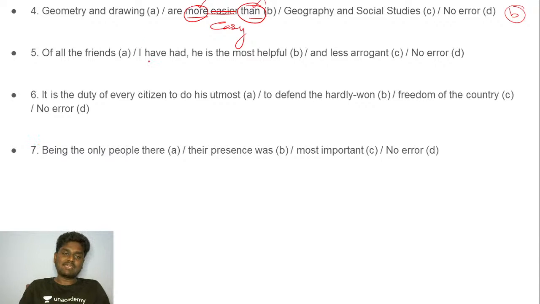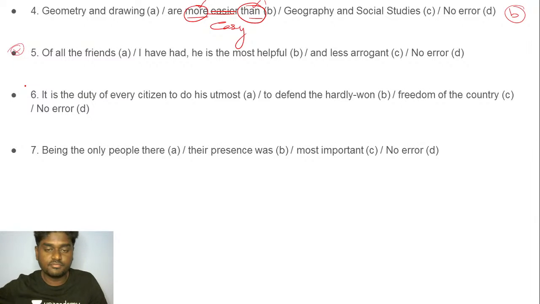Of all the friends I have had, he is the most helpful and less arrogant. For the fifth one, come on, this is also an important question. Let's see who can bring me the right option for this fifth.